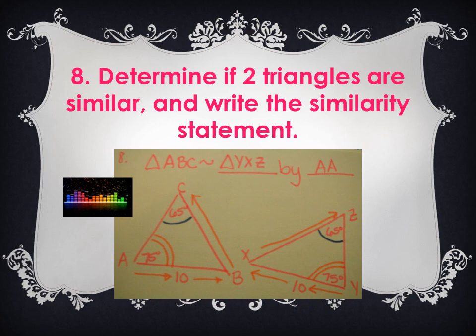In this problem, we are to determine if the two triangles are similar, and then again write the similarity statement. We are given two angles and a side. Angle A and angle Y are both 75 degrees, and angle C and angle Z are both 65 degrees. Because they have two angles that are congruent, we know that these two triangles are similar by angle, angle. The first triangle is labeled ABC. So we match the corresponding sides and we get triangle ABC is similar to triangle YXZ.